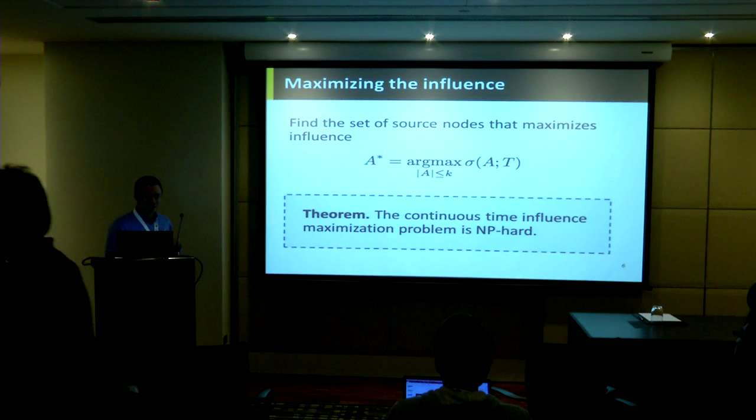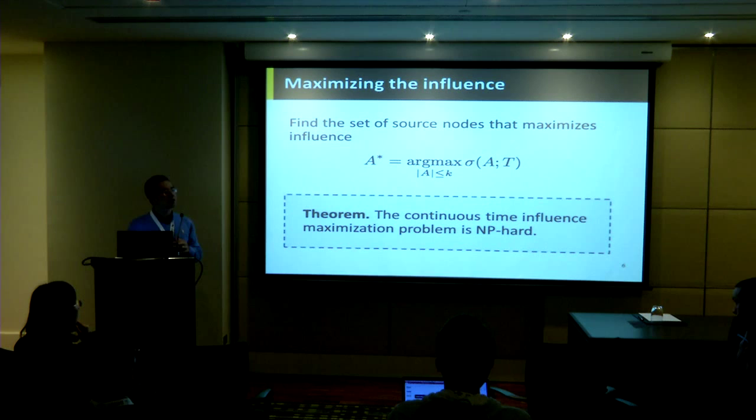So you use this particular definition of influence, right? Namely, the expected number of people that are going to be infected within some time t. You try to find a set A, where the size of A is constrained by k. Yeah, it's a combinatorial optimization problem. You try to maximize this objective function. In general, it's a difficult optimization problem. So you need to try all possible combinations of size k. It's going to be exponential in k.